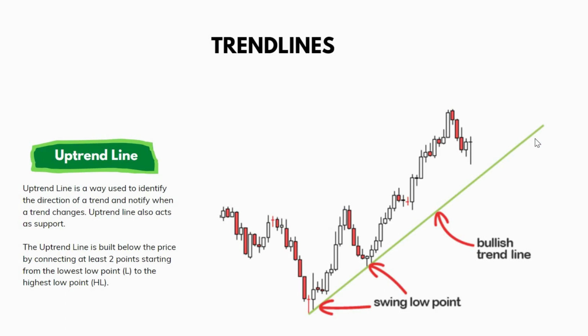It functions as the support. If the price does not break it, the price is still valid for the uptrend. But when the price starts to cross or break this trend line, be careful, because maybe the trend is ending, or the trend is starting to change from the uptrend. It can start to change to the downtrend.